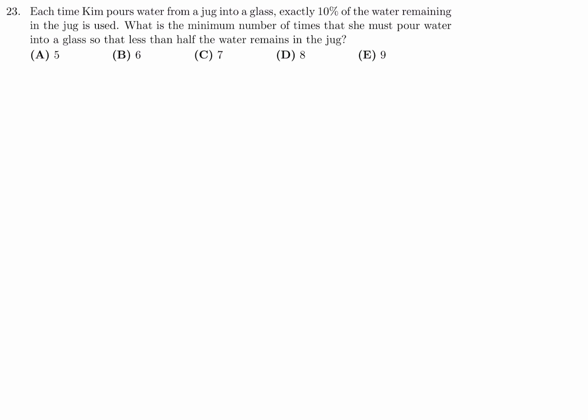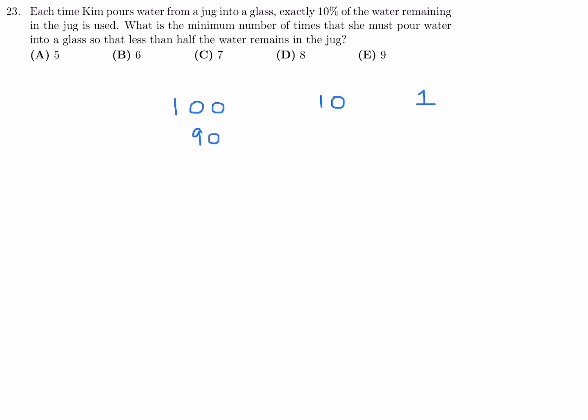Each time Kim pours water from a jug into a glass, exactly 10% of the water remaining in the jug is used. What is the minimum number of times that she must pour water into a glass so that less than half of the water remains in the jug? Again, let's start off with a number. Let's say there's 100 units of water in the jug. The first time she pours, she will pour out 10 units. That means there's 90 left.